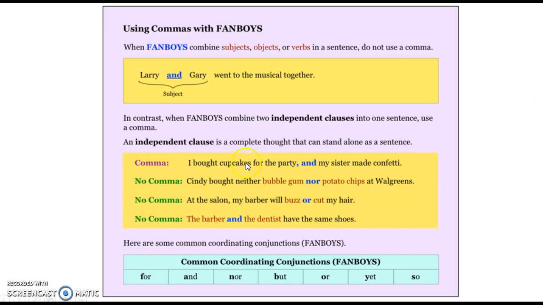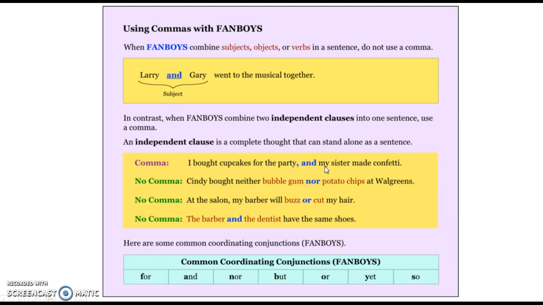For example, and this is the correct example right here, I bought cupcakes for the party. That's a complete thought. And my sister made confetti. My sister made confetti is also a complete thought. So we've got two independent clauses connected by that fanboys word. Again, that's the pattern we always see for a compound sentence, and you put the comma right here, comma fanboys.